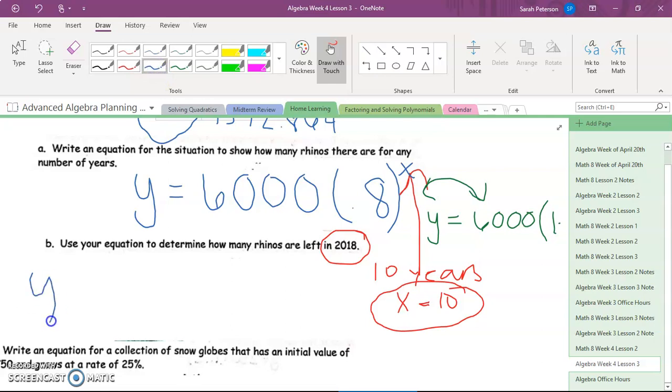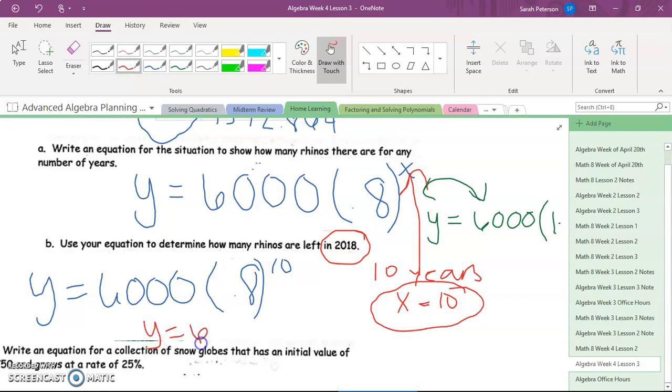So Y should equal, I'm going to figure out what Y is when I do 6,000 times 0.8 to the 10th power. In my calculator, I'll do 6,000 times 0.8 caret 10. You can round to the nearest tenth, but actually we should probably round to the nearest whole number because they're rhinos. You can't have half of a rhino. So about 644 rhinos will be left in 2018.